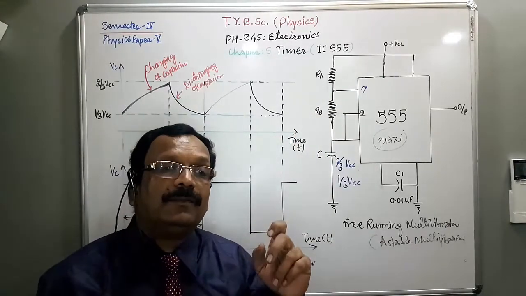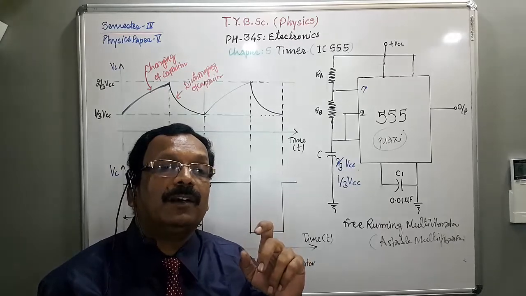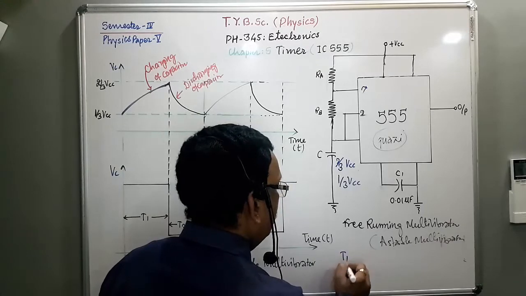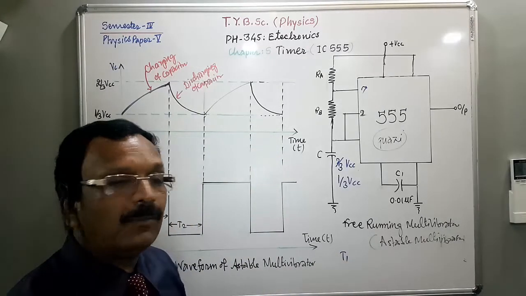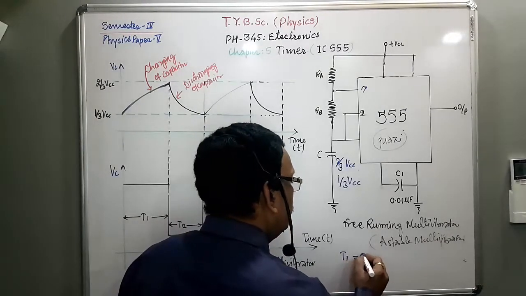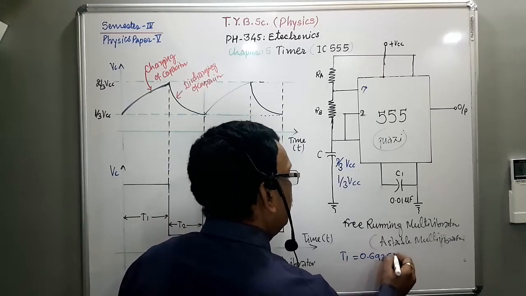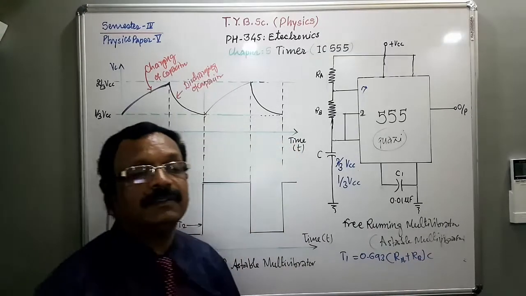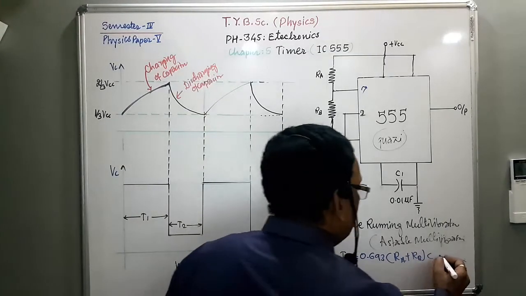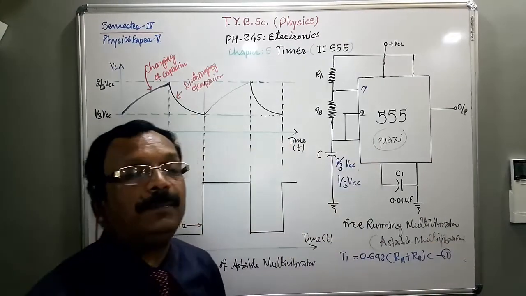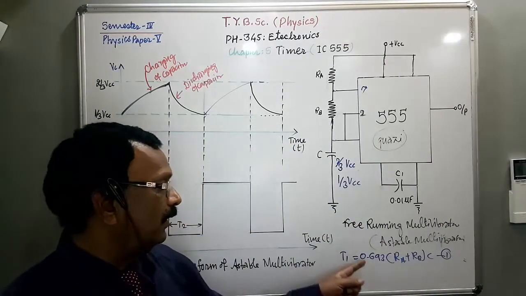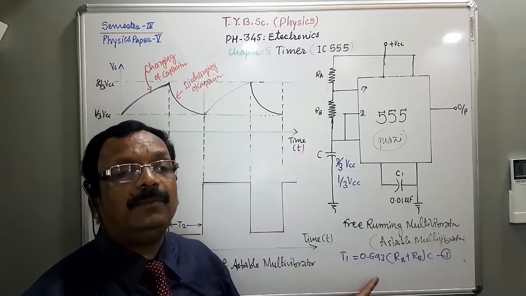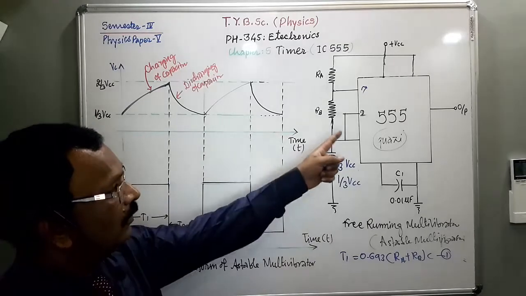So here the charging time of the capacitor C is like this. T1 is the charging time of the capacitor, and it is 0.693 (RA + RB) C. Suppose this is equation 1. This equation 1 represents the charging time of the capacitor. This is the time during which the output is low.